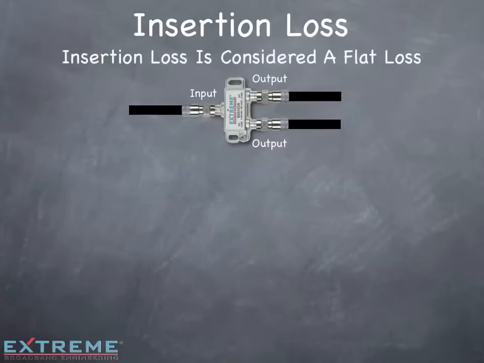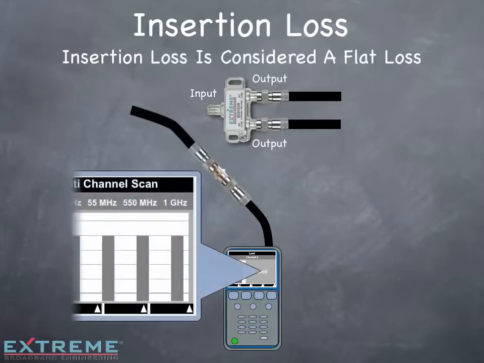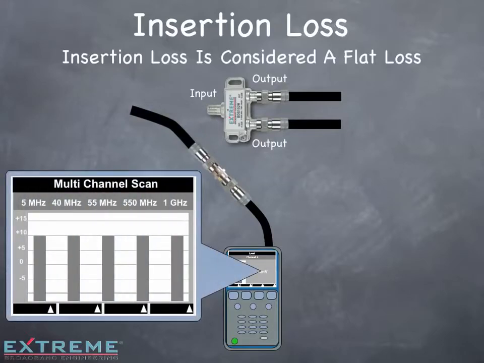Insertion loss is considered a flat loss, where the loss at any frequency across the rated range of 5 to 1002 MHz is about the same. This measures several channels from the low to the high end of the frequency band. Here we'll use 5, 40, 55, 550, and 1000 MHz. Each channel measures 10 dBmV.